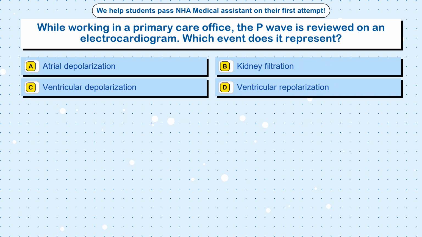Question 2. While working in a primary care office, the P wave is reviewed on an electrocardiogram. Which event does it represent? Option A, atrial depolarization. Option B, kidney filtration. Option C, ventricular depolarization. Option D, ventricular repolarization.